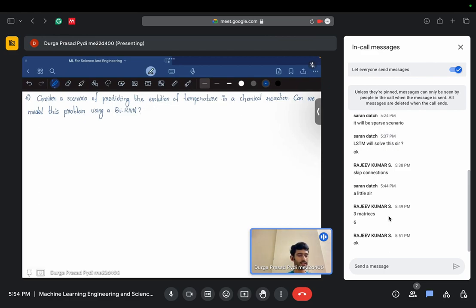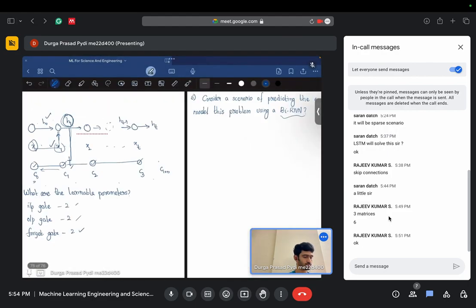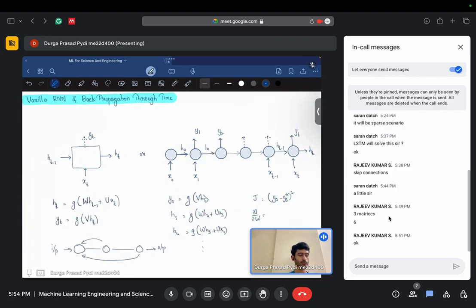So how is bi-RNN different from others? In a normal RNN, you will be just using information in one direction. So here what we were doing is, when you want to predict the hidden state of H1, you will be just using X0 and X1. In bi-RNN, we will also use information from the other neurons to actually predict the value of H1.